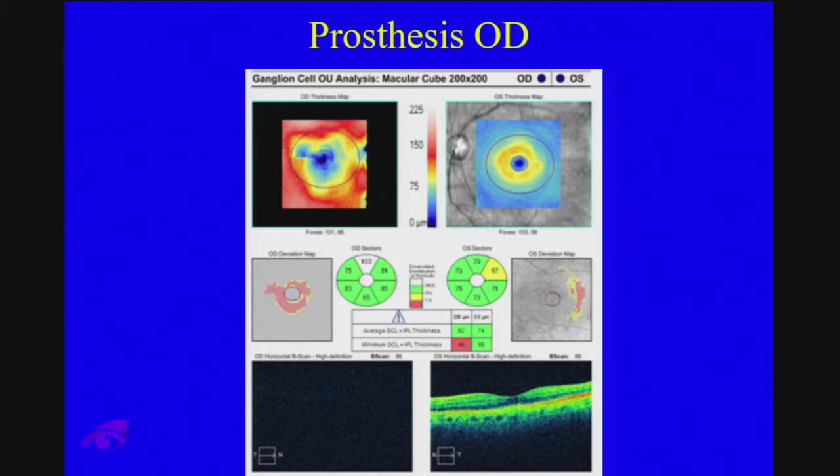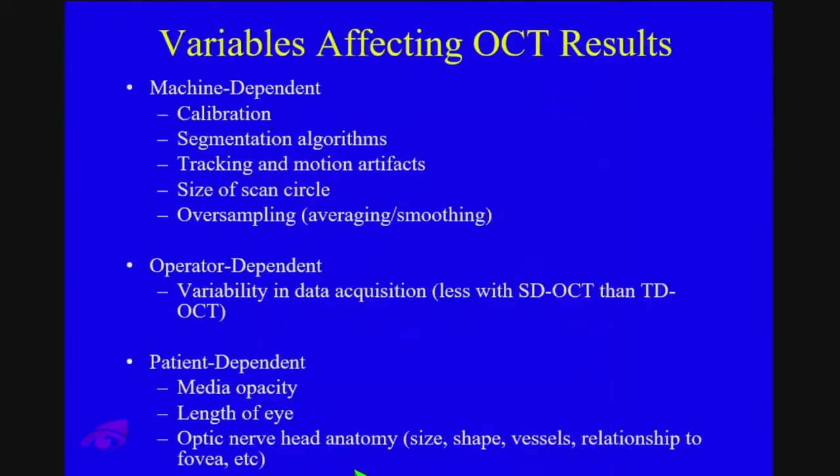So you can have an eye and get no signal. You can have no eye and get a normal signal. So I just wanted to highlight the fact that you really need to look at your scans, because the fact that there was no cross-sectional OCT tells you there was something wrong there. So the variables that affect OCT results: machine-dependent, operator-dependent, patient-dependent. Joel did a fantastic job of going over this: calibration, segmentation issues, motion artifacts, blink artifacts.